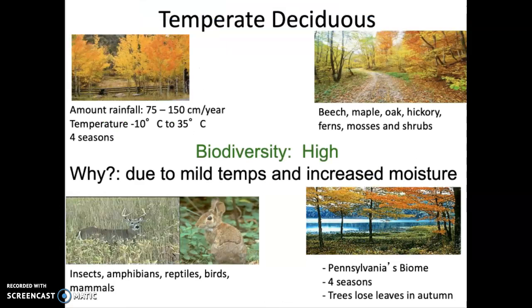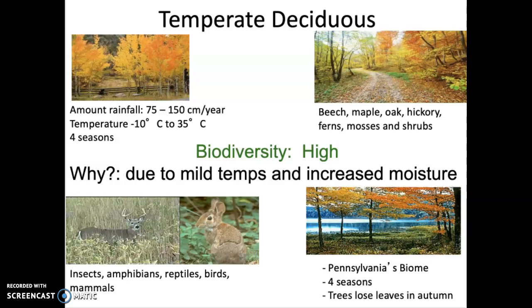Next one is the one we all know and love. It is our biome, the temperate deciduous forest. This gets a decent amount of rainfall, and the temperatures fluctuate at such a rate that we have all 4 seasons. The plant life in this biome are beeches, maples, oaks, hickories, ferns, mosses, shrubs. Those are the things you're going to see. You're going to see a very high biodiversity here.